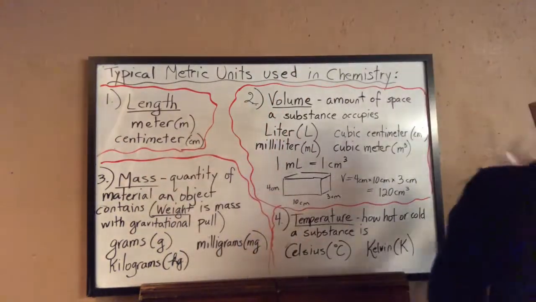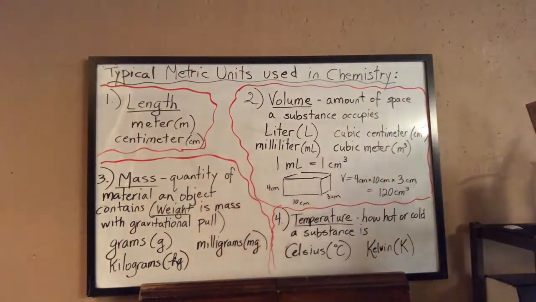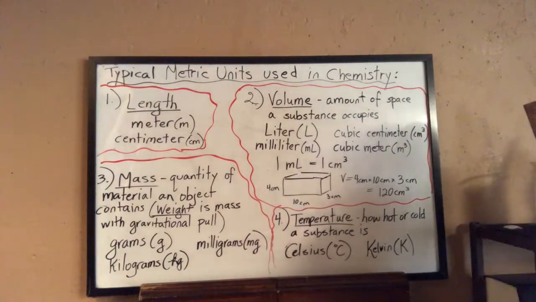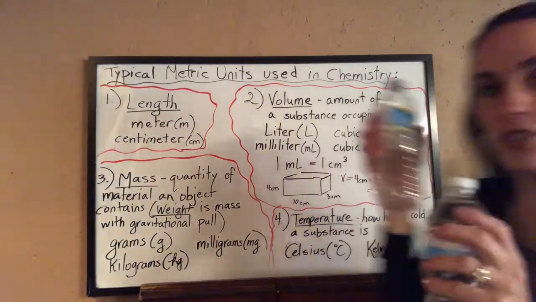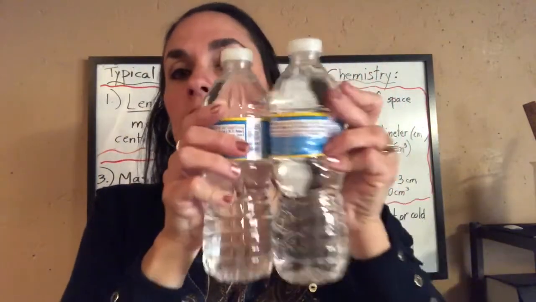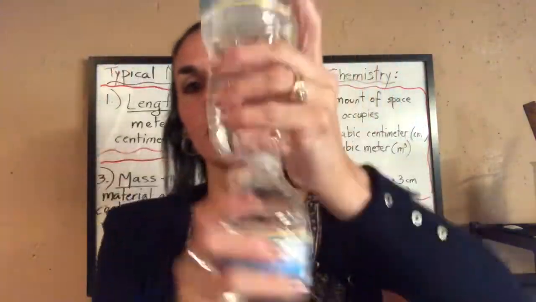Volume. Volume is defined as the amount of space a substance occupies. And typical units that are used in chemistry for volume are the liter and the milliliter, along with cubic centimeters and cubic meters. If I take these two bottles of water together, they make 1 liter. This is 1 liter right here. These two bottles, 1 liter.